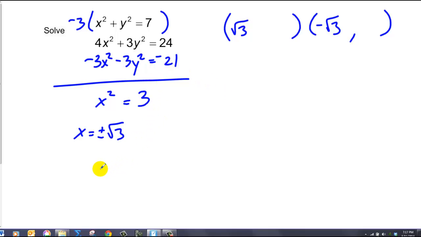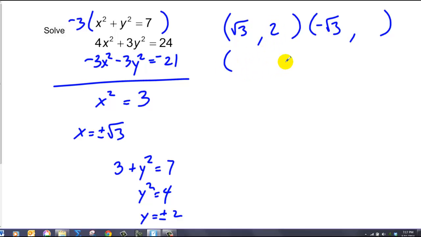Plug back in to find y. I know that x is root 3. When I square that, I get 3 plus y squared is equal to 7. I get the same thing if I plug a negative root 3 in. y squared is equal to 4. So y equals plus and minus 2. And that's going to happen similarly in both. There's my plus 2, there's my minus 2, plus 2, and minus 2.